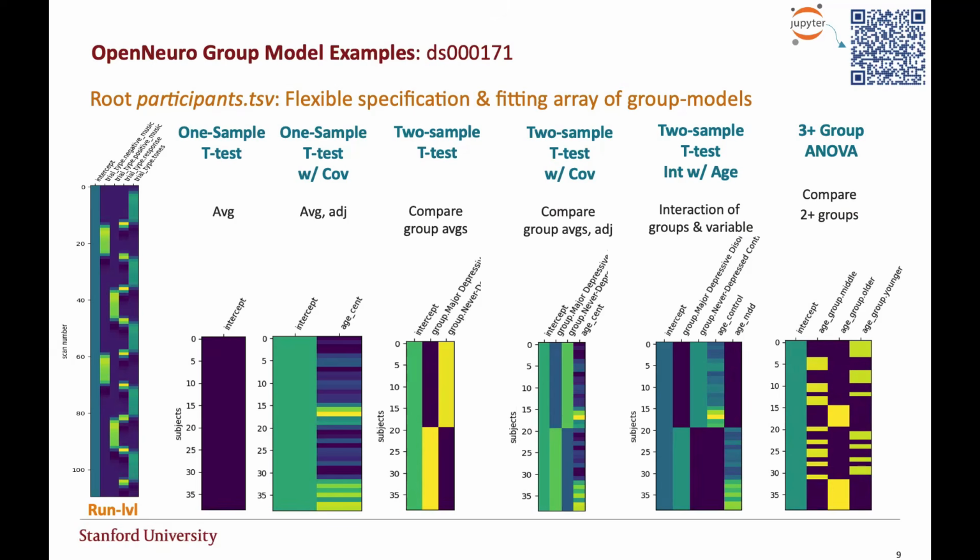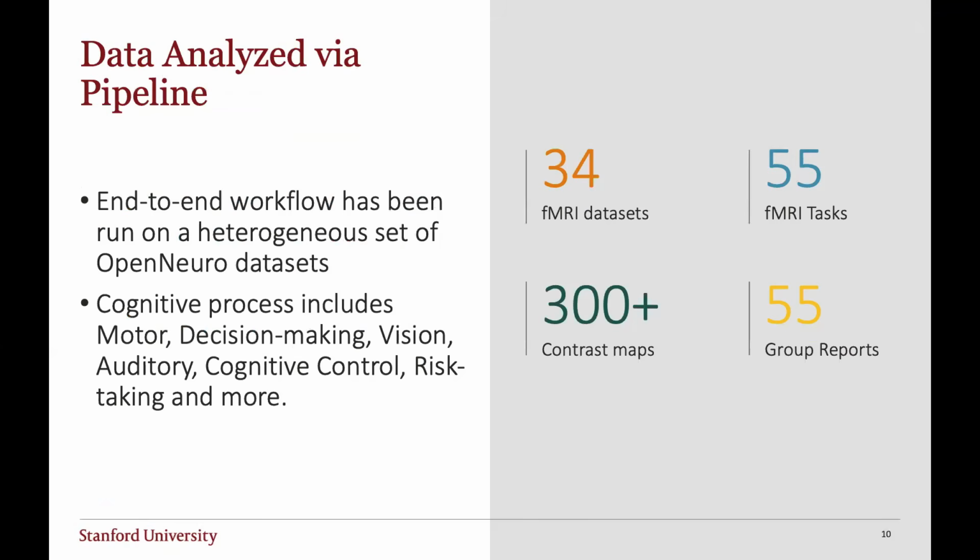So there's a number of group level models that you can fit that are more than just that one sample t-test. To date, with this framework, I've been able to run the end-to-end repo on 34 data sets across 55 tasks, and generated over 300 contrasts with these group level reports. These tasks span motor, decision-making, vision, auditory, control, risk-taking, social paradigms, and more. I don't have all of them because it's hard to memorize and list them here, but the repo lists task names every single time it automatically runs.